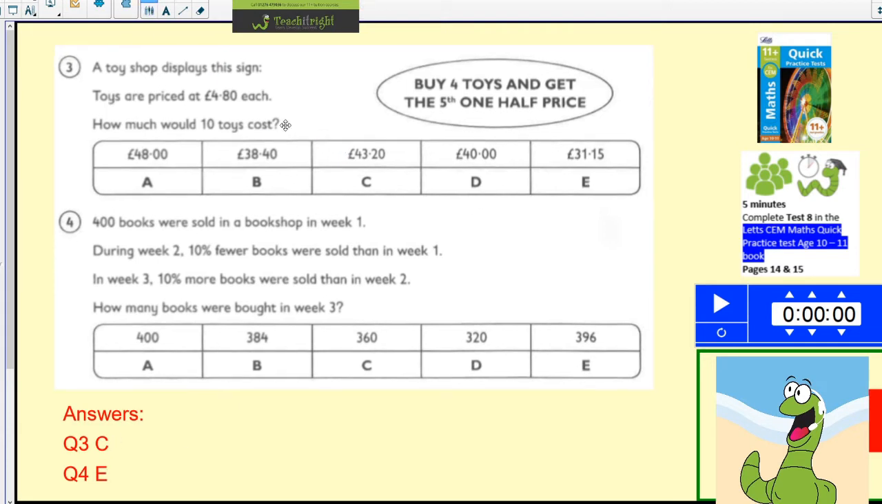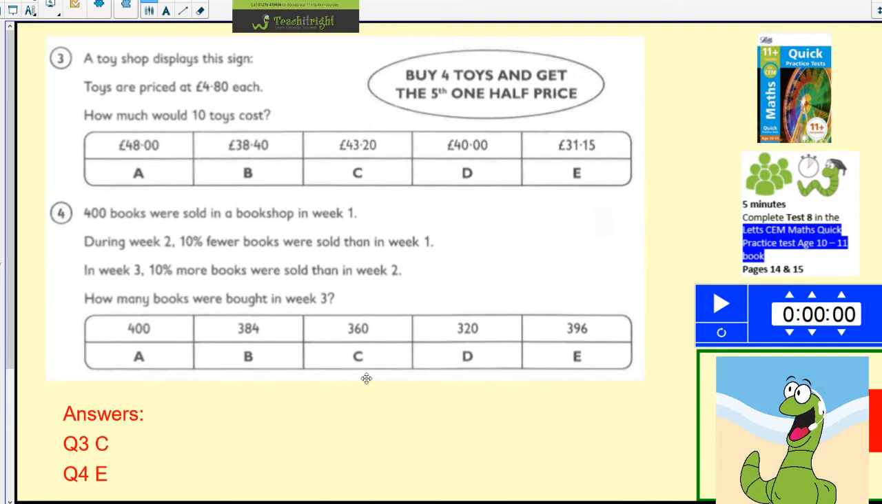Let's talk through them. Toy shop displays this sign. Toys are priced at £4.80 each. How much would 10 toys cost? Well, if each toy is 4.80, you'd think it would just be times by 10. But you've got to remember this. Buy 4 toys and get the 5th one half price.